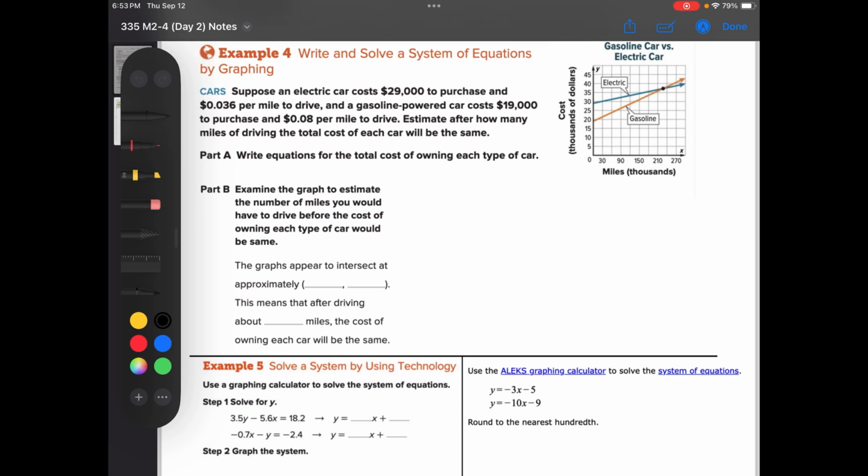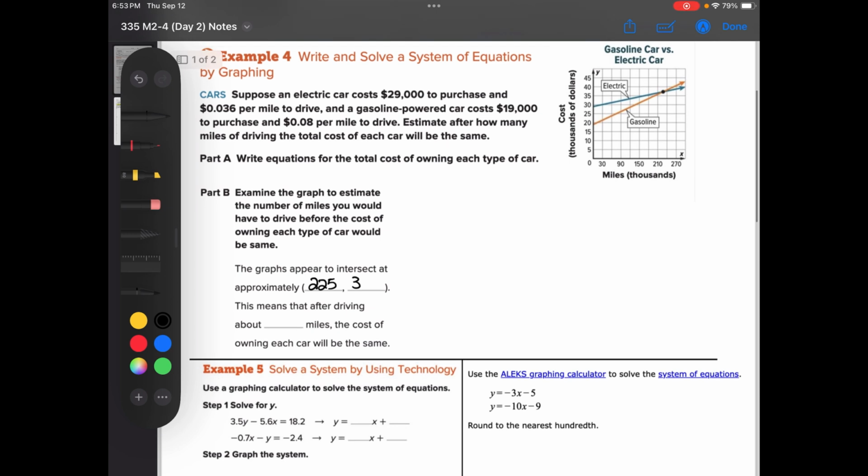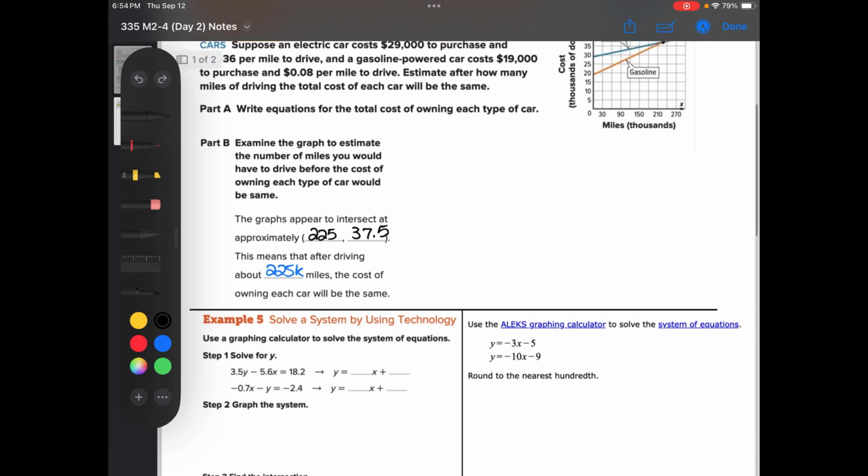I think I said the x was 225,000 and the y was approximately 37.5. This means that after driving about 225,000 miles, the cost of owning each car will be the same, and that cost will be $37,500. That is how you can use a graph to help you with the system of equations here.